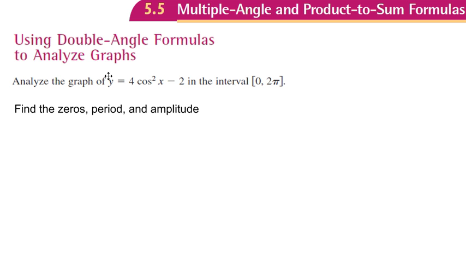We're going to analyze the graph of y equals 4 cosine squared of x minus 2 within this interval from 0 to 2 pi. And check this out here. We're going to be finding the zeros, the period, and the amplitude. Okay, so let's go ahead and start with finding the zeros.